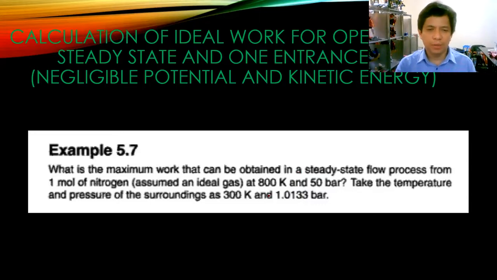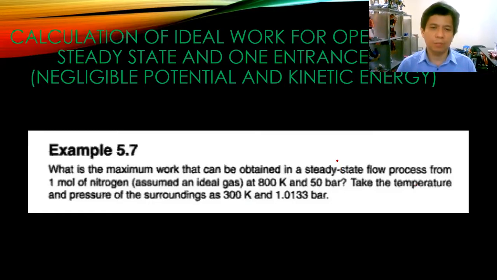So, the initial condition is 800 Kelvin and 50 bar. So, take the temperature and pressure of the surrounding as 300 Kelvin and 1.0133 bar. So, basically, pag nagka-calculate tayo ng ideal work, i-assume natin na yung final state ay yung temperature at saka pressure ng surrounding. So ito yun, ito yung final state.